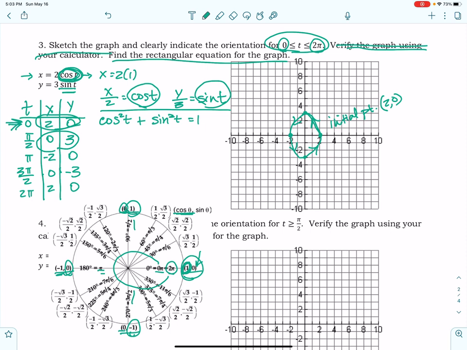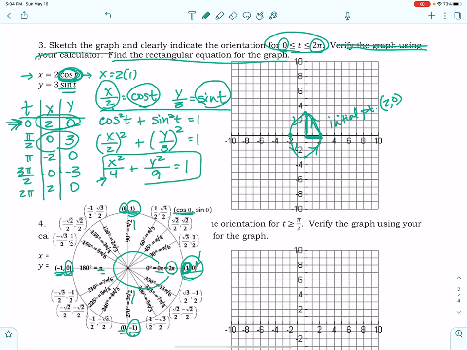So I am going to replace cosine t with x over 2. I'm going to square it. I'm going to do the same thing for sine. And what that gives me is x squared over 4 plus y squared over 9 equals 1. And this value is 2, so the square root of 4. This value right here was 3, square root of 9. Life is good. Easy peasy, lemon squeezy.